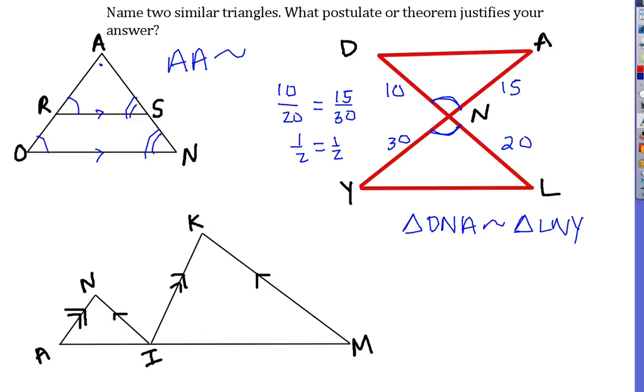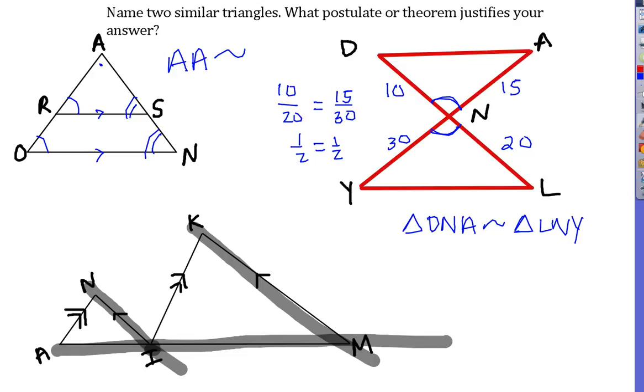Here I have parallel lines, so let's try to find some angle relationships. So if I look here, parallel lines and this transversal, then I have a pair of what we call corresponding angles. If I look the other way around, you have another pair of corresponding angles, and then I could use angle-angle similarity.